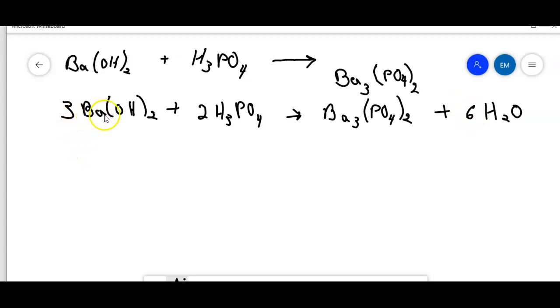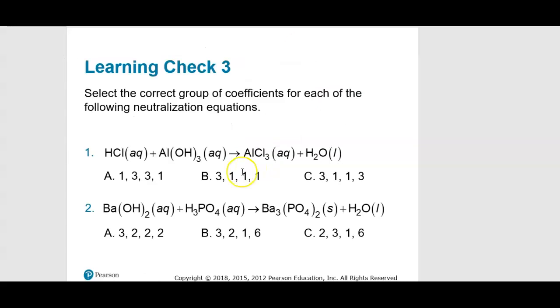So count this up. We have 12 hydrogen atoms. So where do they come from? You've got 2 times 2 times 3, that's 6. Plus 2 times 3 makes 12. So that's okay. We have 3 bariums here, 3 bariums here. We have 2 phosphates here, 2 phosphates here. So it looks like we've got it. So we're looking at 3, 2, 1, 6. Do they have that option? They have 3, 2, 1, 6.